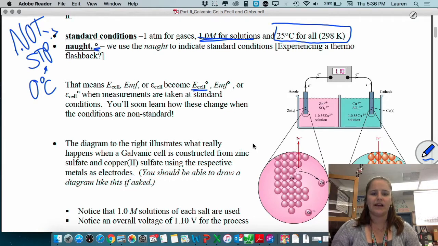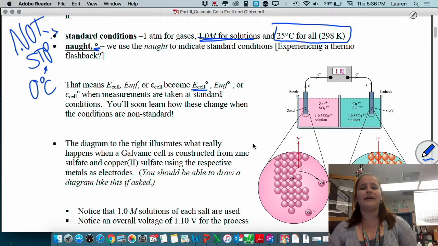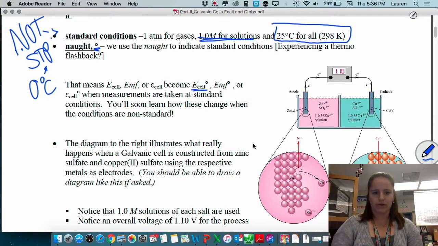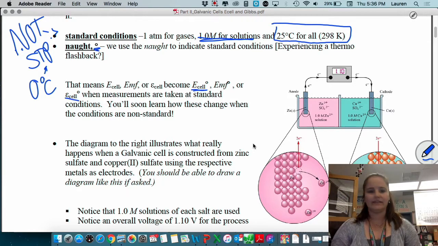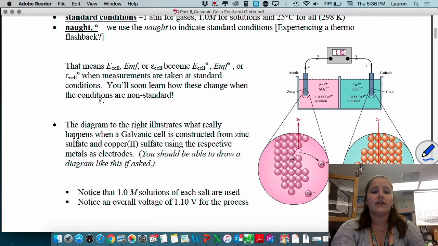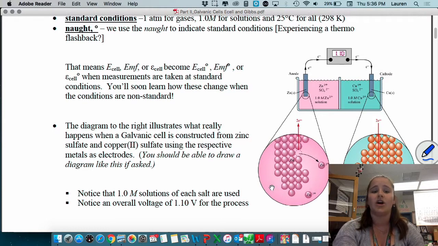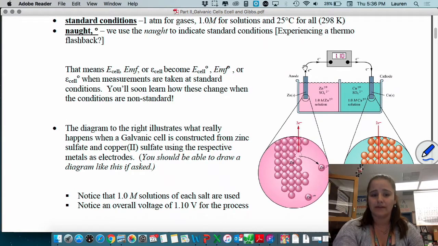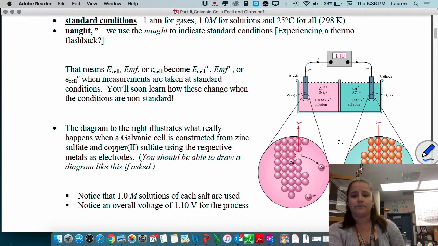Typically, I'll use E-cell because that's what I have always used, but EMF and the little weird swirly E mean the exact same things, okay? But we're focusing on it at standard conditions. So let's go ahead and take a closer look at this diagram of a galvanic cell constructed from zinc and copper, okay, using those metals and their solutions, okay?